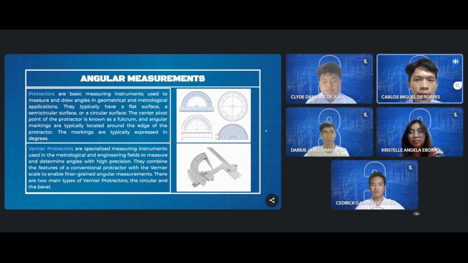Second is vernier protractors. These tools are specialized measuring instruments used in metrological and engineering fields to measure and determine angles with high precision. They combine features of conventional protractors with vernier scale for finer grained angular measurements.